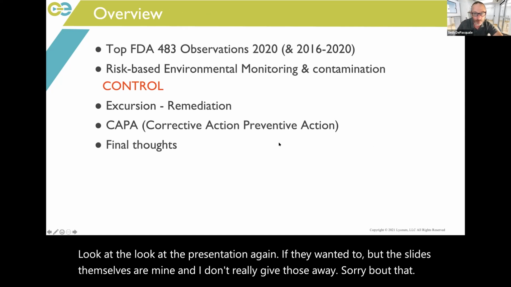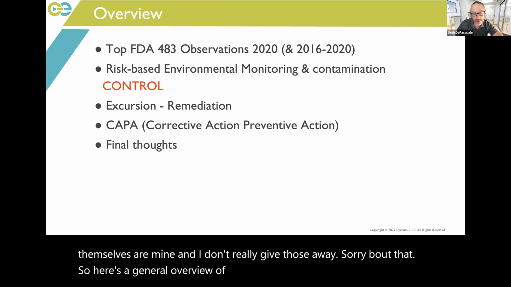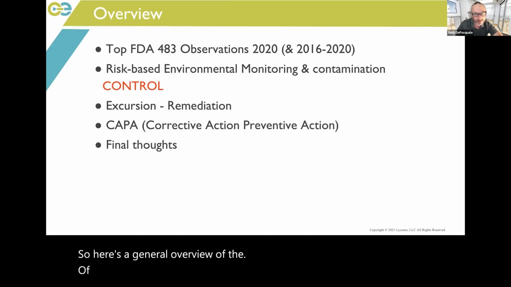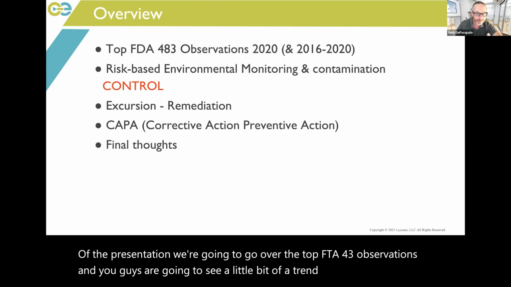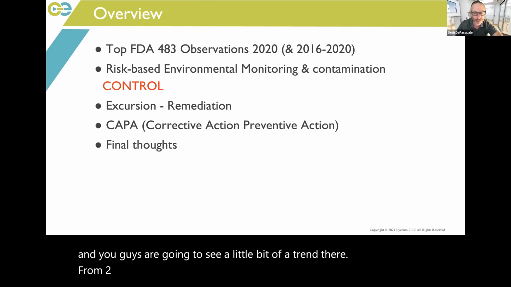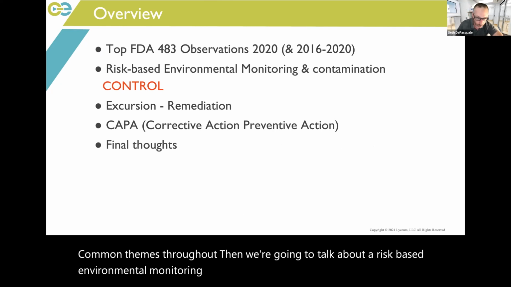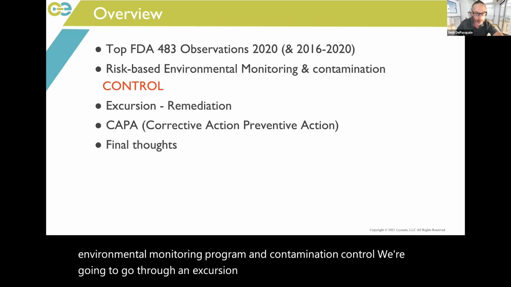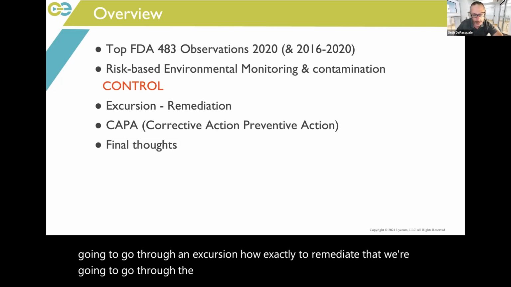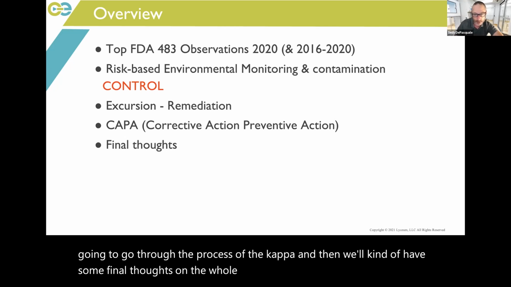So here's a general overview of the presentation. We're going to go over the top FDA 483 observations, and you're going to see a little bit of a trend there. From 2016 to 2020, you're going to see a lot of common themes throughout. Then we're going to talk about a risk-based environmental monitoring program and contamination control. We're going to go through an excursion, how exactly to remediate that. We're going to go through the process of a CAPA, and then we'll have some final thoughts on the whole presentation, and we can take questions from there. So let's go ahead and get started.